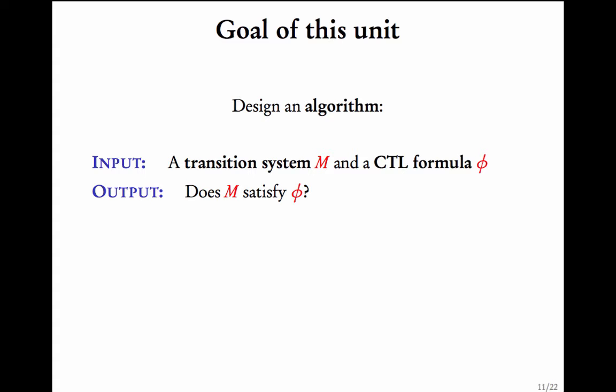So what is the goal of this unit? CTL is a logic which reasons about infinite paths. However, given a finite transition system and a CTL formula, how do you get an algorithm which says whether the transition system satisfies the formula phi? That is going to be the subject of this unit. We will design an algorithm which takes as input a transition system M and a CTL formula phi, and its output would be yes if M satisfies phi, and it will be no if M does not satisfy phi.